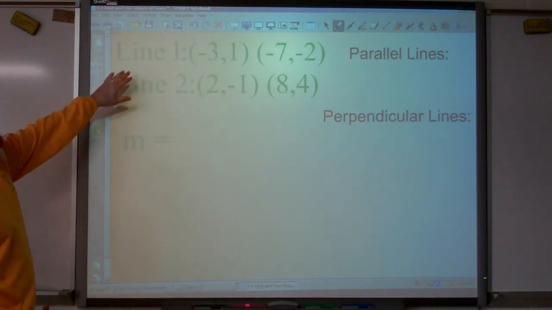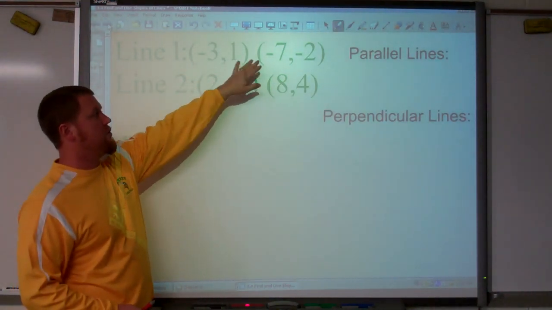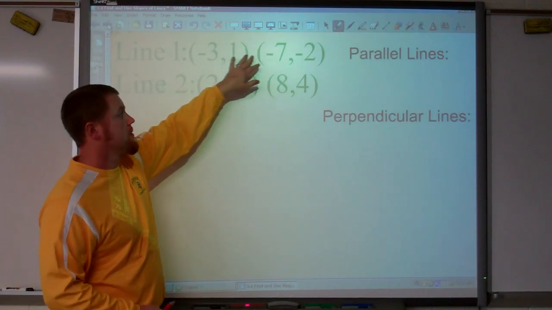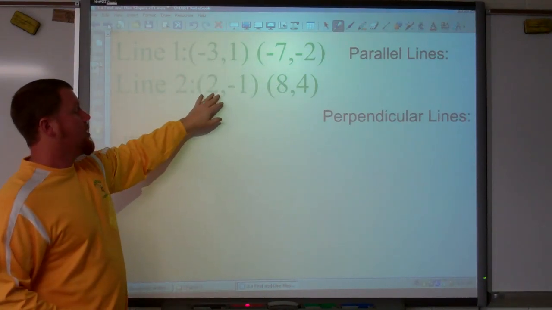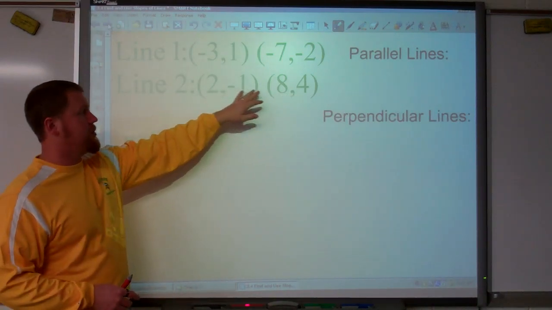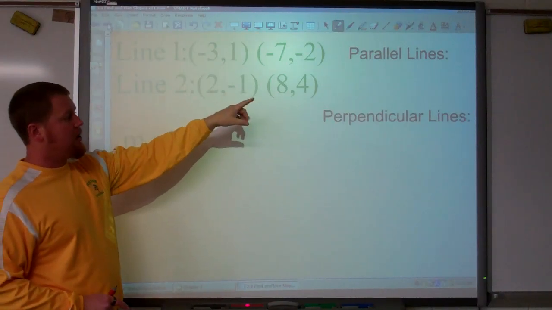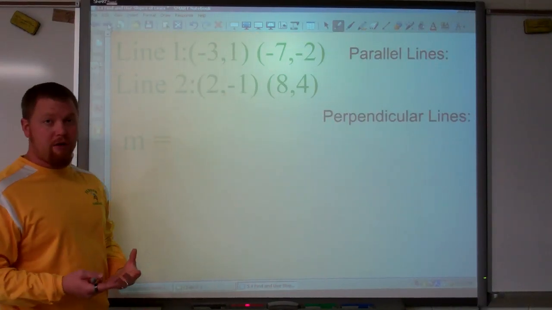For instance, we have line 1, negative 3, 1, and negative 7, negative 2. You can draw a line between those 2 points. Line 2, 2, negative 1, and 8, 4. Again, we can draw a line between those 2 points. We want to identify, do we have parallel lines, perpendicular lines, or neither?